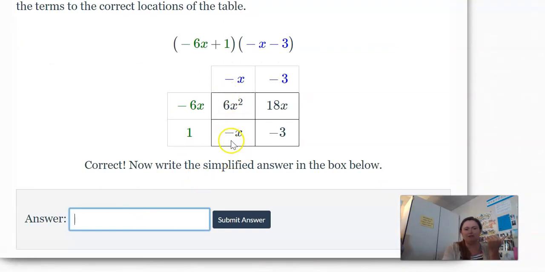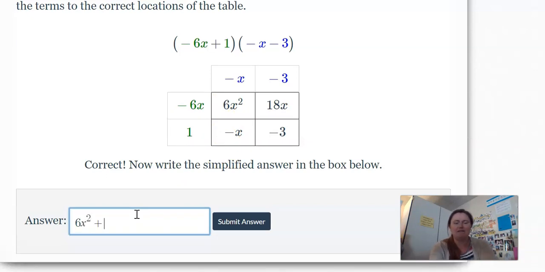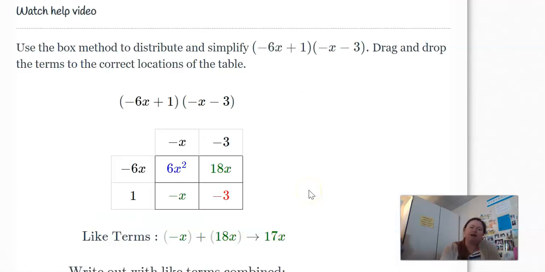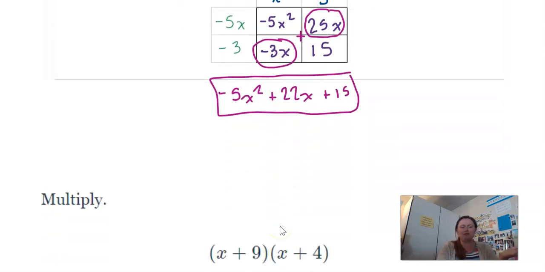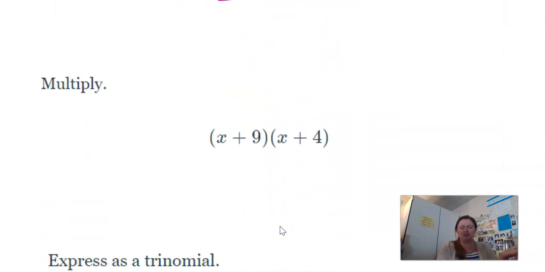So if I notice here, I have 18x and negative x. So I'm going to do 6x squared plus 17x, because 18 plus negative 1 is 17. Subtract 3. So that is using box method to multiply two binomials. There's a few practice problems here where you put it into the box, and then you're going to have a few to practice where it doesn't give you a box. You just have to do the multiplication.